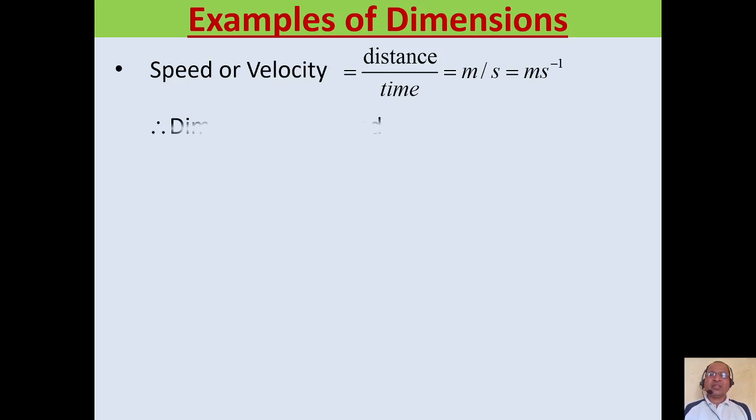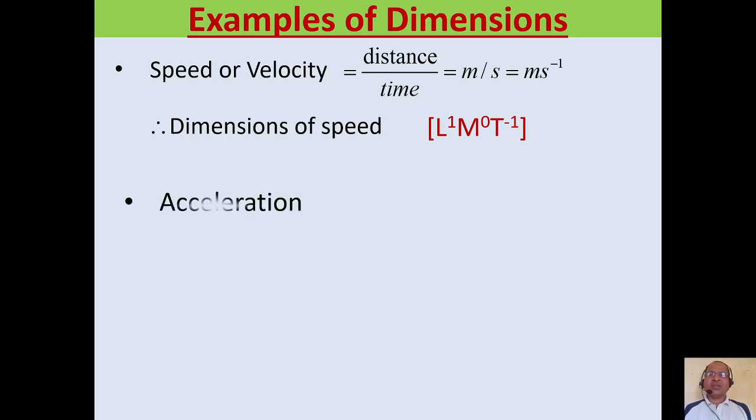So we can write dimensions for velocity or speed as L raised to 1, M raised to 0, T raised to minus 1. Meter in this case is for length, not mass. Remember this one. So L raised to 1, mass quantity is absent, so it is M raised to 0. Time quantity at the denominator is shifted to the numerator, so T raised to minus 1.